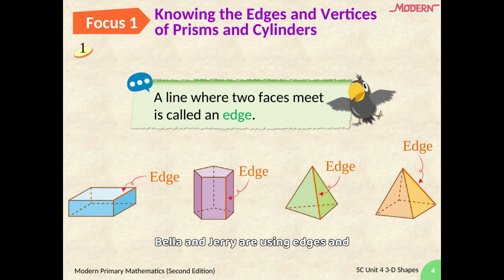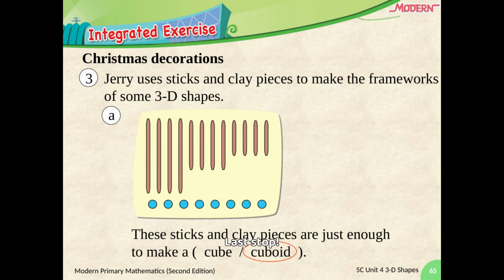Bella and Jerry are using edges and vertices to make tree decorations. 12 strings for the cube, 8 beads for the vertices. And look at that gift wrapping. To wrap an 8cm cube perfectly, you need 6 squares of 64 square centimeters each. No wasted paper here. You're basically a Christmas math elf, saving the holidays one shape at a time. Last stop. Jerry's back in the workshop building a cuboid and a triangular prism. Look at those skeletons. They reveal the true nature of the shapes.